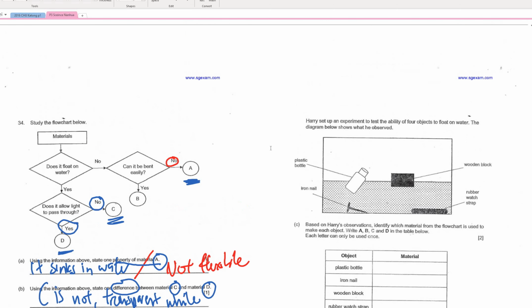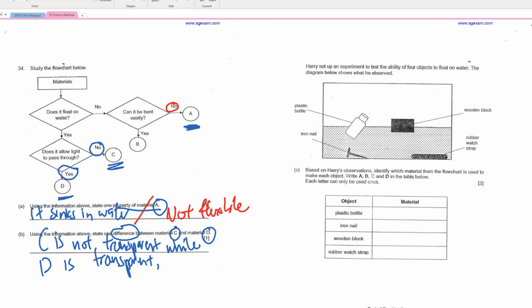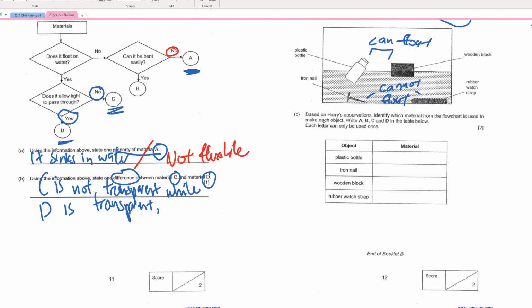Okay, let's take a look at the next part. Harry set up an experiment to test the ability of the 4 objects to float on water. Can they float on water or can they not? So these 2, plastic bottle and the wooden block, can float. Iron nail and rubber watch strap cannot float. Okay. Part C. Based on Harry's observation, identify which material from the flowchart is used to make each object. Write A, B, C, and D in the table below.